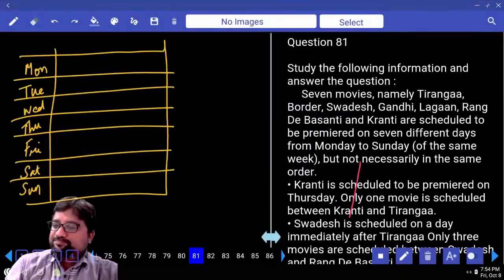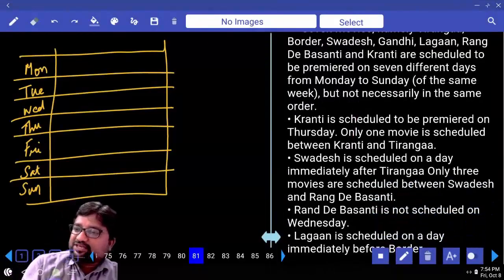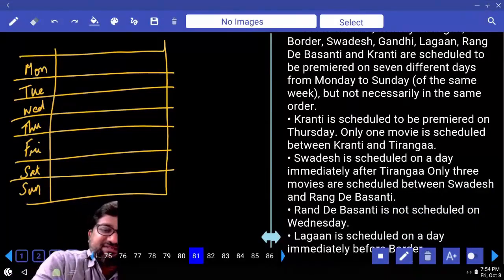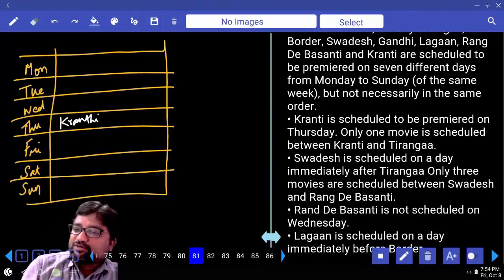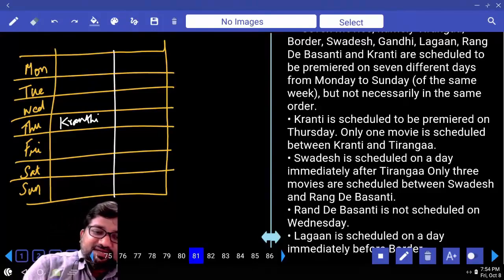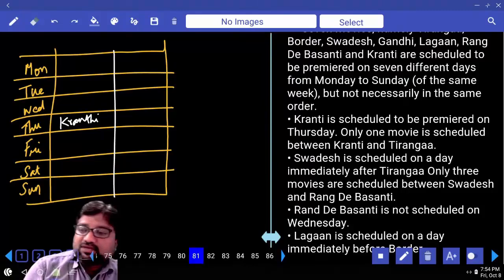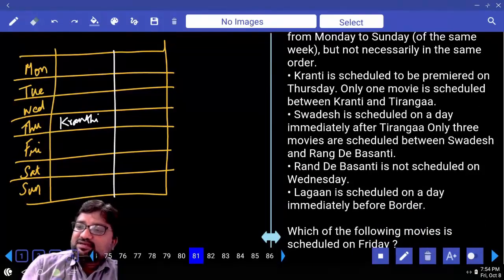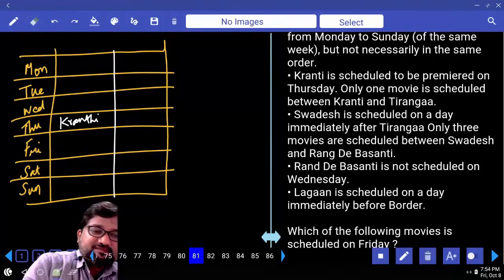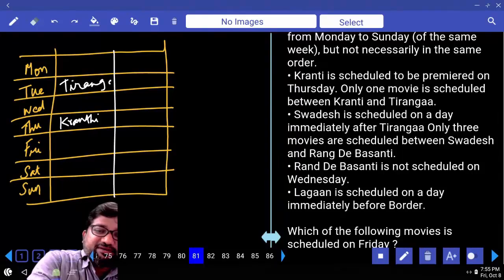So what's happening here? Kranti is scheduled to be premiered on Thursday. Only one movie is scheduled between Kranti and Tiranga. So Tiranga can be on Tuesday or Tiranga can be on Saturday.